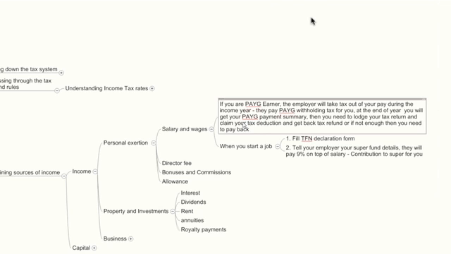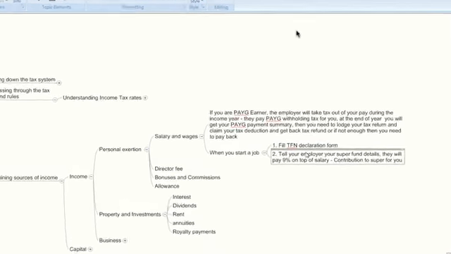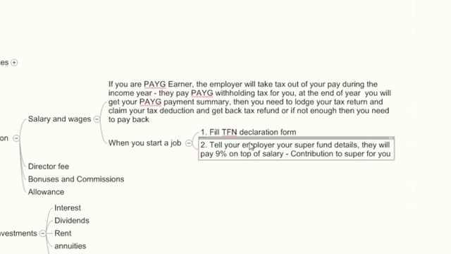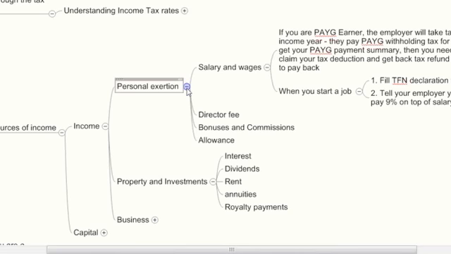And just to give you some background, if you are a PAYG earner, the first thing when you start a job is you fill out the tax file number declaration form. And if you're working in Australia, you're also entitled to that 9% what we call superannuation contribution by the employer. So when you start the work, they will ask you, where would you like us to pay the super to? And so you can have your own choice. You can pick your own superannuation fund company, and then they can pay the 9% super for you to that account. And that's normally for people working in Australia as an employee, and that's their entitlement. So that's the personal exertion income.